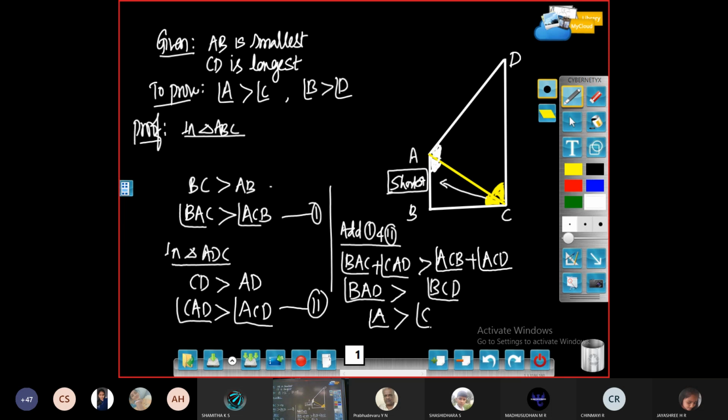In the same way, we have to prove the second one also. We have to prove that angle B is greater than angle D. So what do you have to do for that? We have to construct a line segment connecting B and D. So we have to take another diagonal. Now you can write on this.